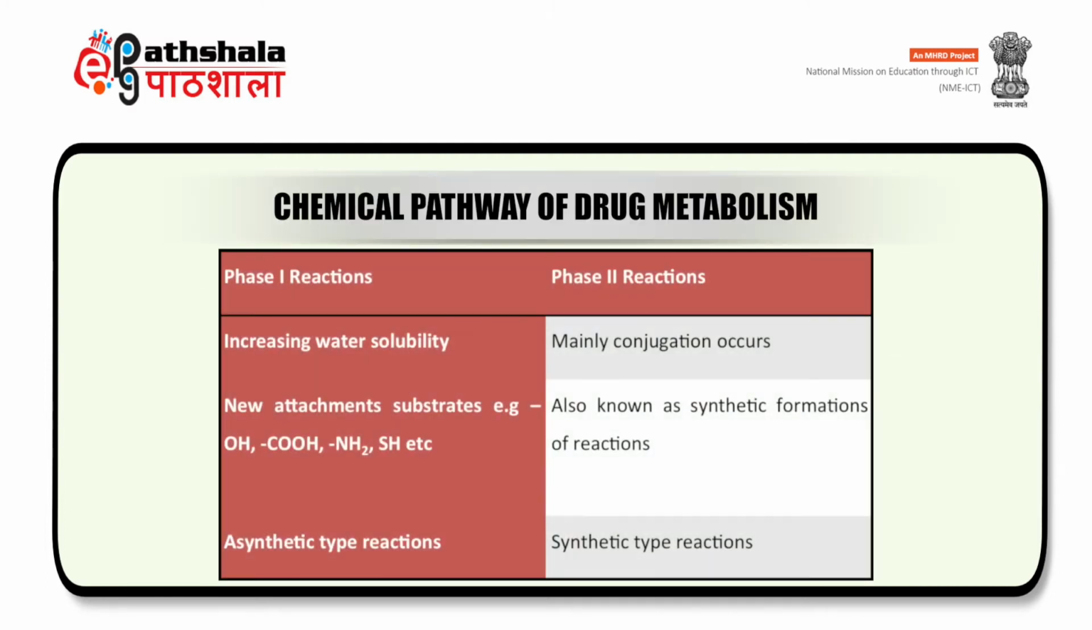The table depicts the chemical pathways of drug metabolism. Phase 1 reactions lead to an increase in water solubility, and new attachment groups like hydroxyl, carboxylic, ammonium and SH bind to the drugs, in a non-synthetic type of reaction. Whereas phase 2 reactions are mainly conjugation reactions, also known as synthetic type reactions.